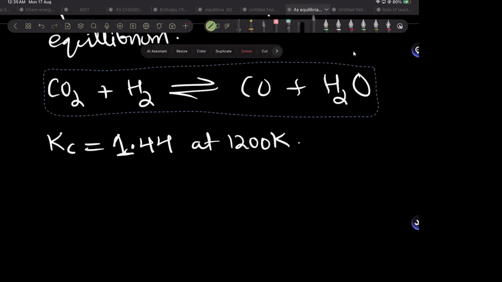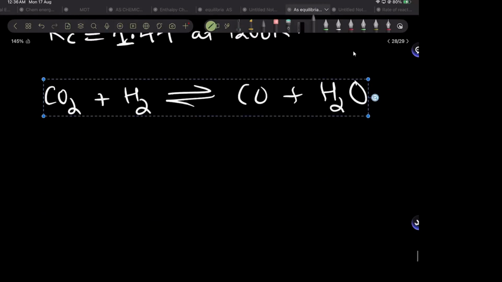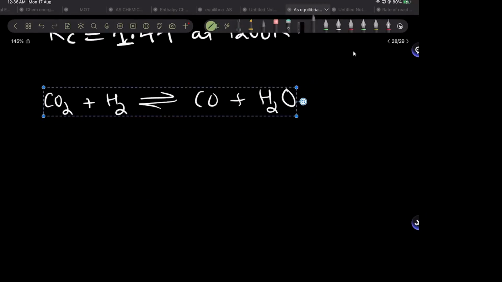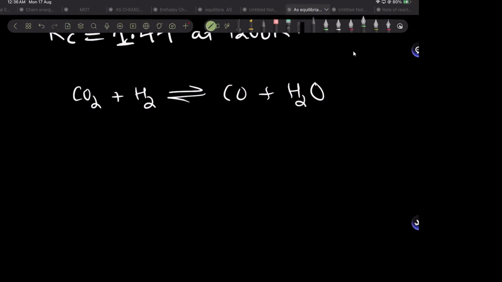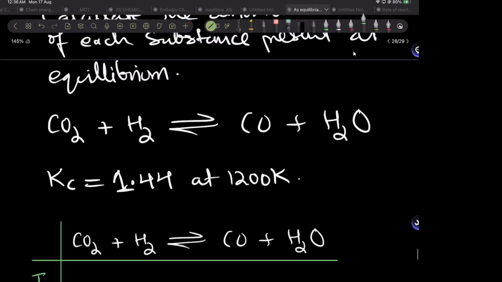This is type 3, in which the Kc value is given. I'll copy the equation. I know the Kc value. What I'll do is I'll make the table again. The table makes everything so easy. So let's write initial, used, equilibrium. I need to get to equilibrium, right? Do I have the initial moles of everything?